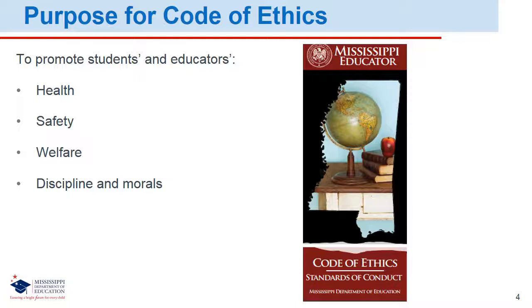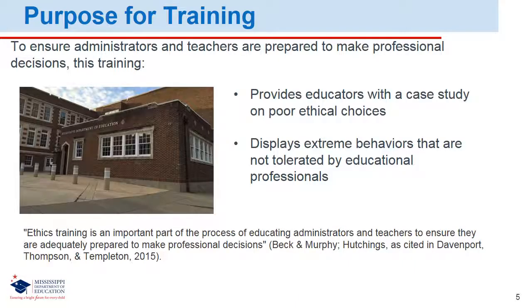Any educator or administrator license may be revoked or suspended for engaging in unethical conduct relating to an educator-student relationship, which is Standard 4. Superintendents shall report to the Mississippi Department of Education license holders who engage in unethical conduct relating to educator and student relationships. This module is for educator training purposes only.